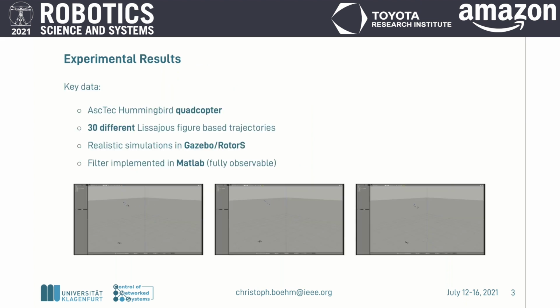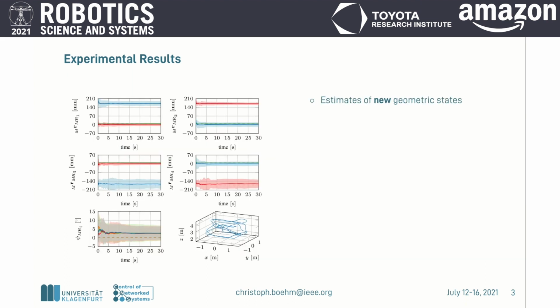We support our claims through a series of simulation experiments where we perform 30 test runs with different Lissajous figure-based trajectories using a quadcopter. Gazebo rotors and a filter implementation in MATLAB are used for the evaluation. We chose to focus on the estimation results of the new geometric states seen in the left figure. The solid lines are the means, the shaded areas are the standard deviations, and the dotted lines ground truth.